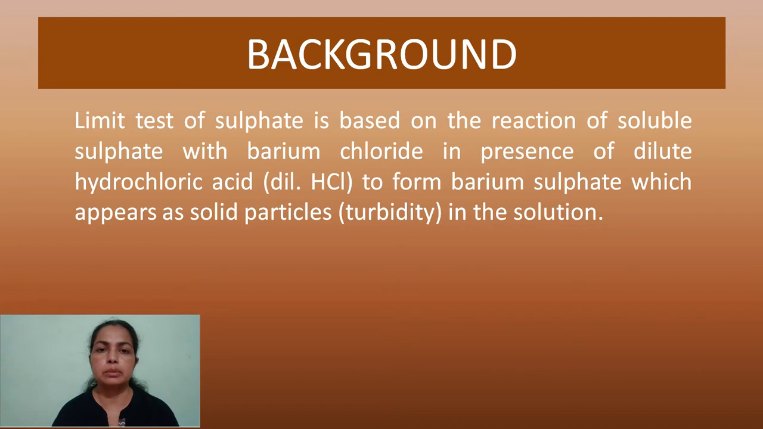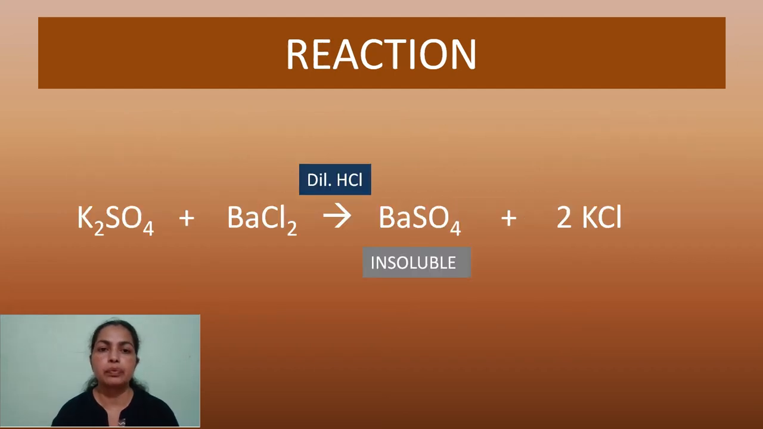This limit test is based on the principle that if we have soluble sulfates and we react them with barium chloride in the presence of dilute hydrochloric acid, it will lead to the formation of barium sulfate. This newly formed barium sulfate will appear as solid particles, or in the form of turbidity in the solution, and that will help us in doing the visual analysis of the solution.